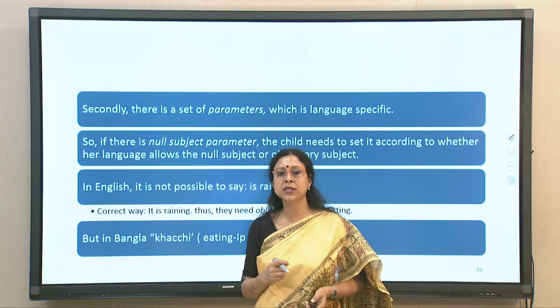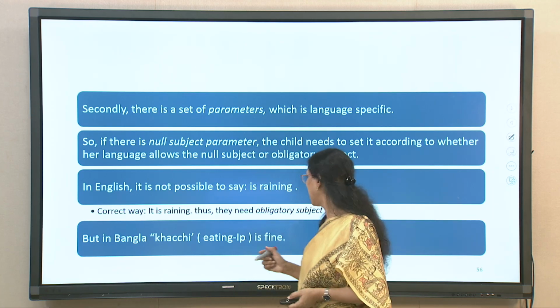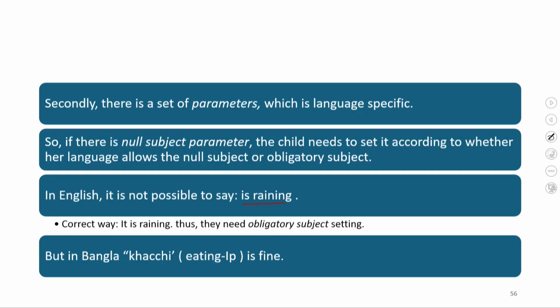So, in English it is not possible to simply say "is raining," right. This is not a very nice structure in the English language. The correct way will be "it is raining." Thus, they need to set the parameter to obligatory subject marking, which is the opposite of null subject. So, null subject parameter versus the obligatory subject parameter. The child will need to figure out which applies to this particular language that she is born into. In English, null subject will not work, so they have to switch on and off.